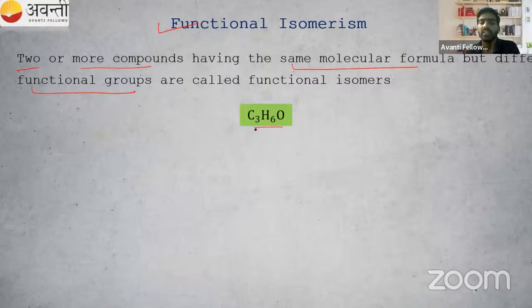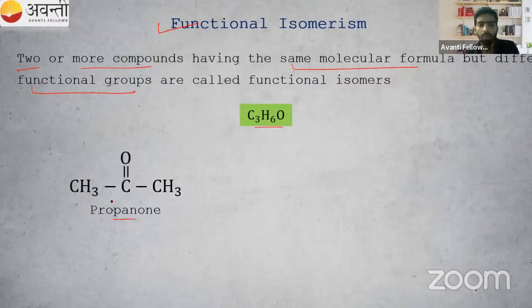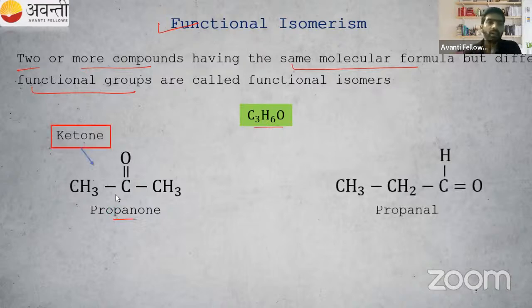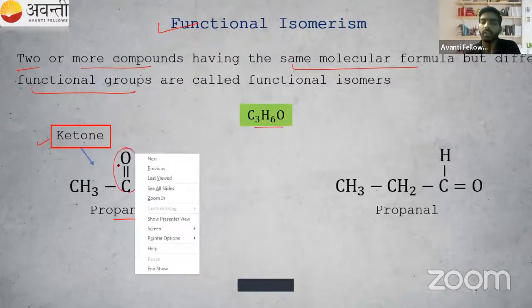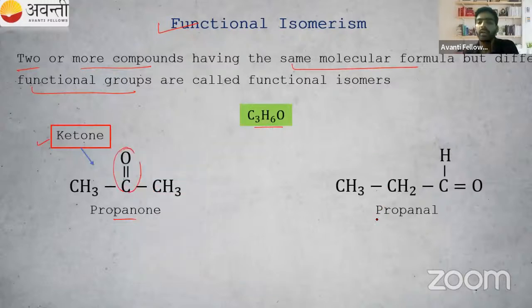Suppose if you are having C3H6O, what you can see here? Propanol. Okay, and then here you are having the keto group. Keto group is nothing but this is your keto group, C double bond O. Okay, and then you are having the another possibility, that is propanol.